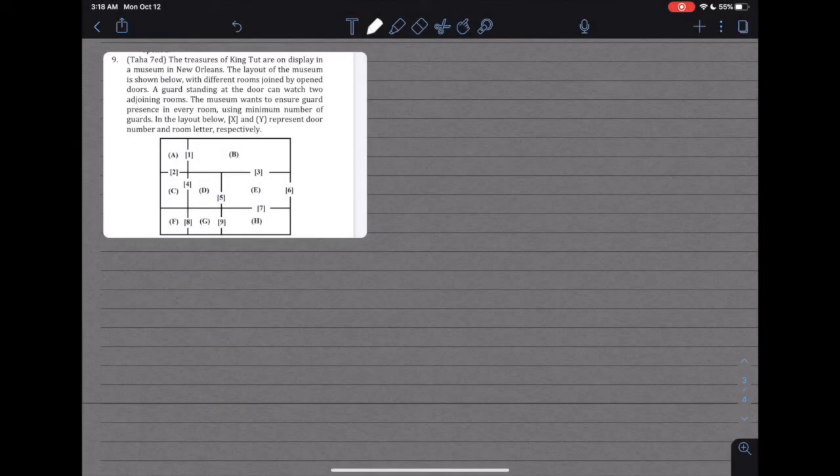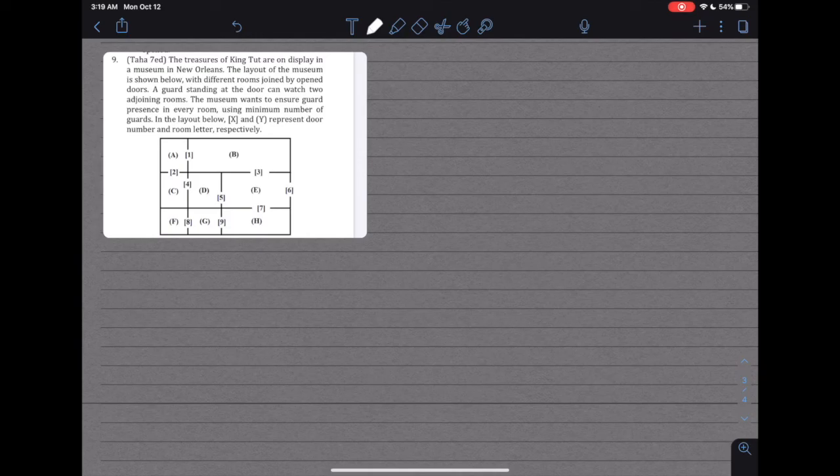So the next problem is what we call a set covering problem. A set covering problem is basically used when you want to cover a set or cover an area using binary integer programming. So for this example, the treasures of King Tut are on display in a museum in New Orleans. The layout of the museum is shown below with different rooms joined by open doors. A guard standing at the door can watch 2 adjoining rooms. The museum wants to ensure guard presence in every room using the minimum number of guards.